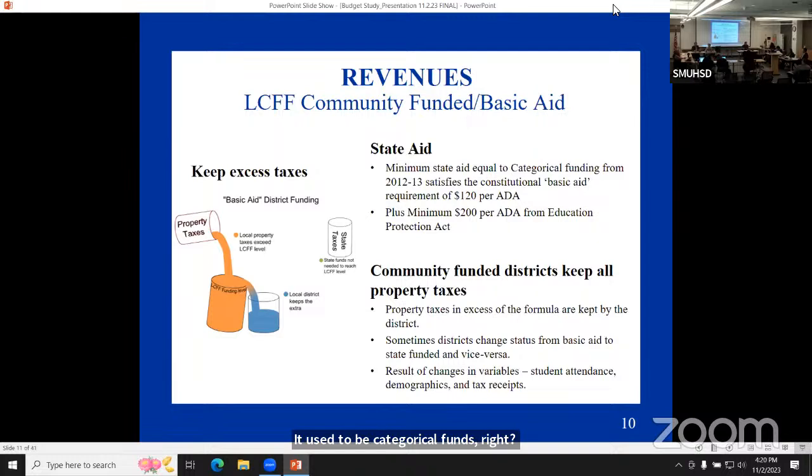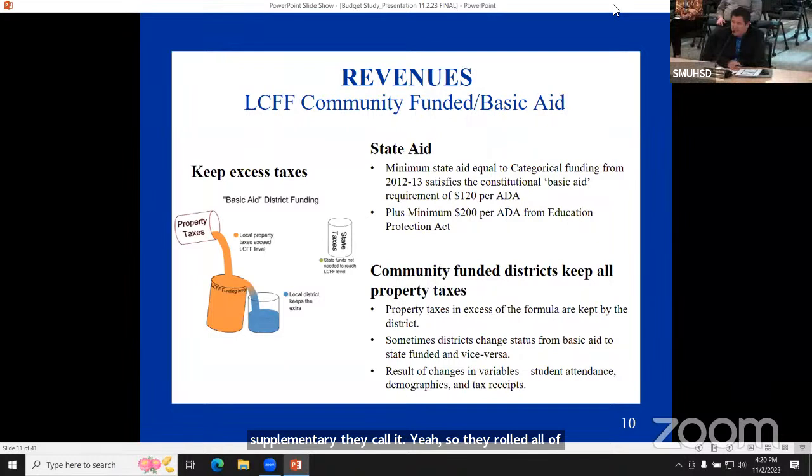Yeah. So they rolled all of the old categoricals, which had a formula, into the LCFF, made unrestricted. Okay. But within that, now they have, it's not a categorical because it all gets put into your general fund. Right. It's all unrestricted, but you are required to use a certain amount of those funds. And that's when Dr.